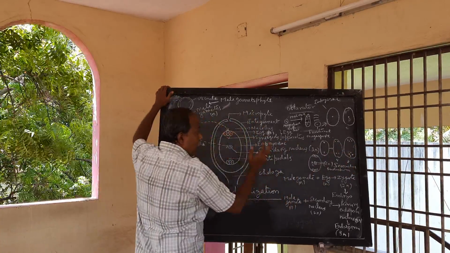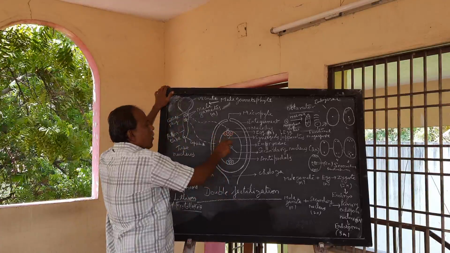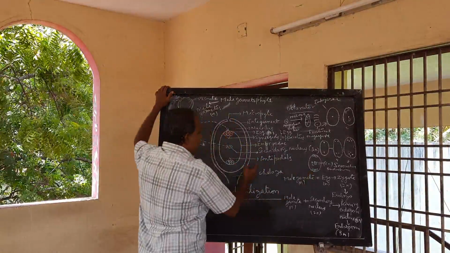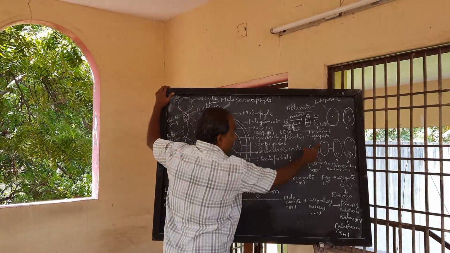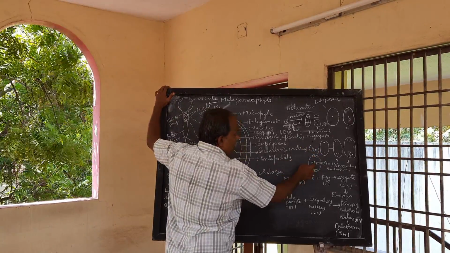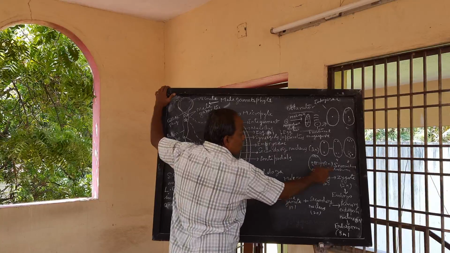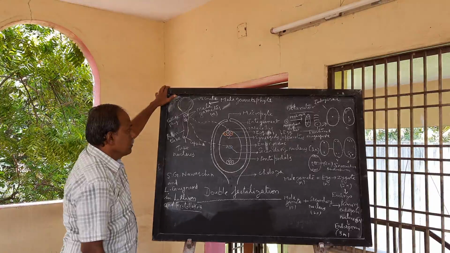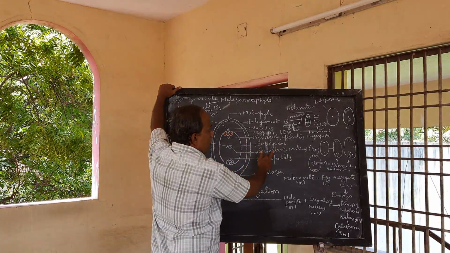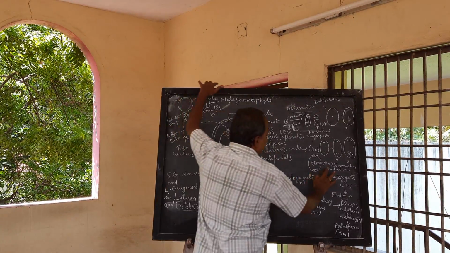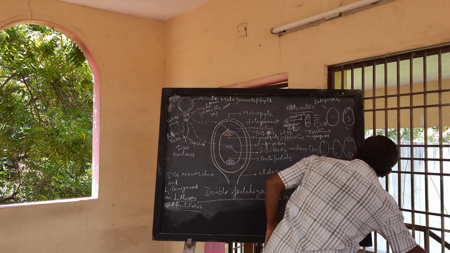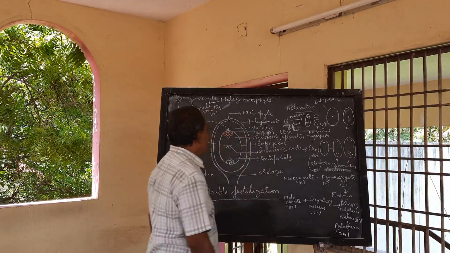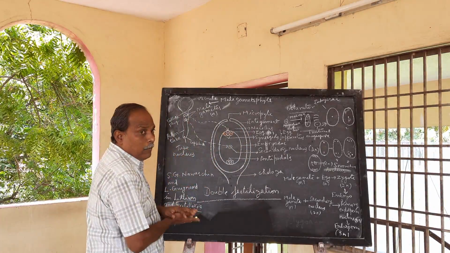Then of the 8 nuclei, 3 nuclei at the micropylar end form the egg apparatus. Then 3 nuclei opposite to that form the antipodals. The 2 remaining nuclei, one from each pole, one from here, one from here, meet at the center to form the secondary nucleus. That is the secondary nucleus. The secondary nucleus is a diploid one. Now this is the development of the female gametophyte.